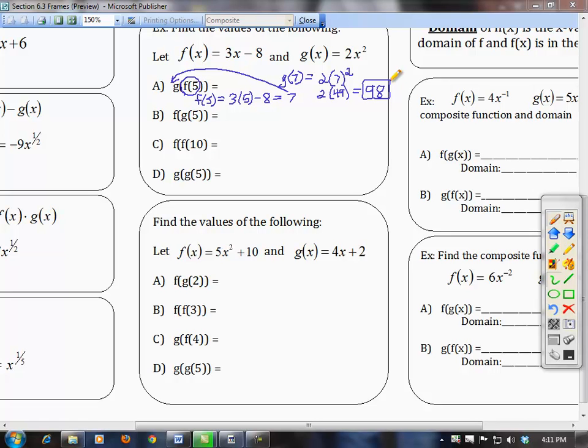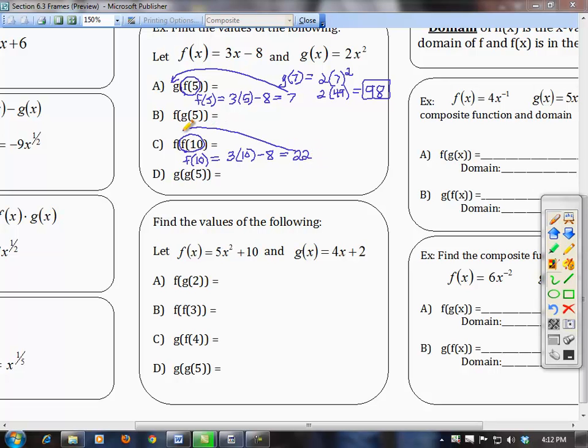And so you're going to take one value, and once you get the first value, you're going to plug it into the outside function. Now I'm going to skip around a little bit so that you have space and you can try a few on your own if you need. But let's do C. I'm going to take f of 10. So I'm going to put my work below it, and what that says is put 10 into the f function. So that means 3 times 10 minus 8. Well, 3 times 10 is 30, and 30 minus 8 is 22.